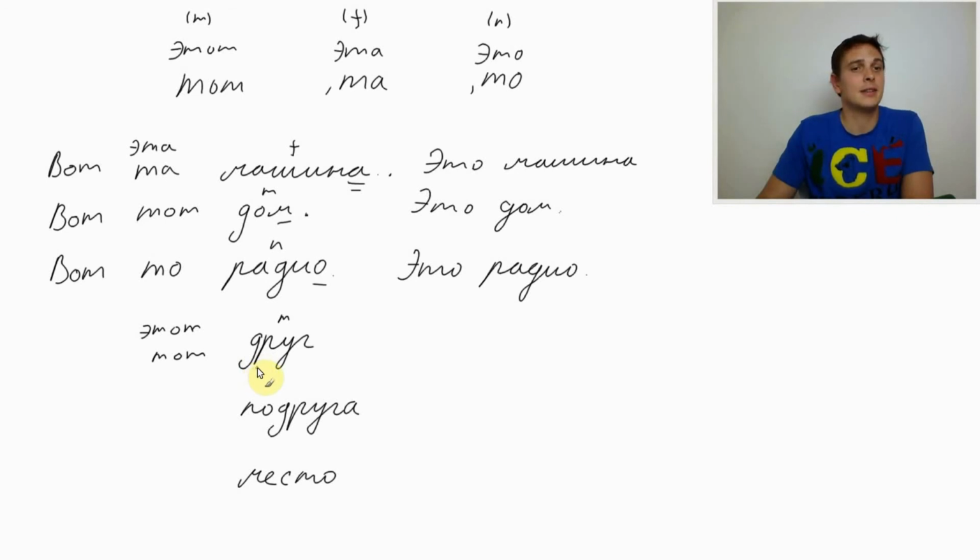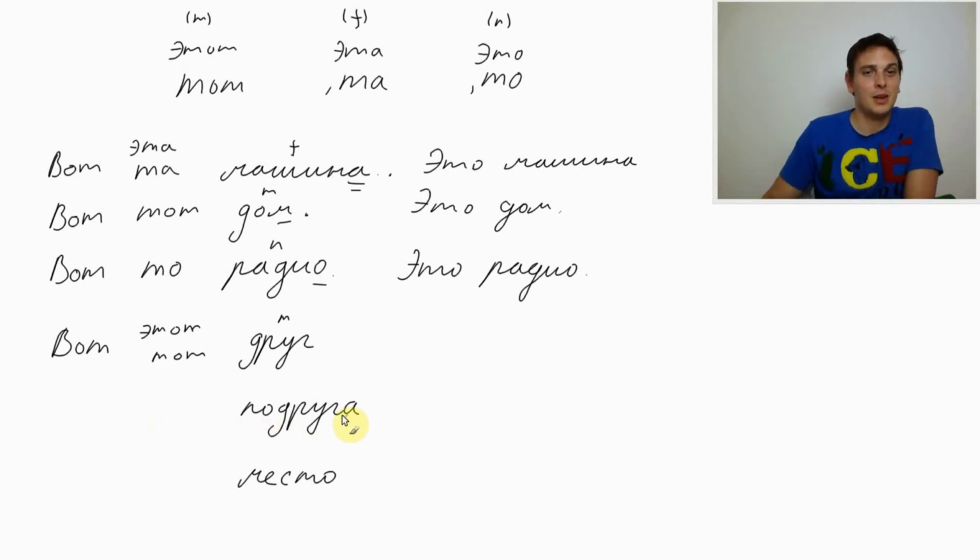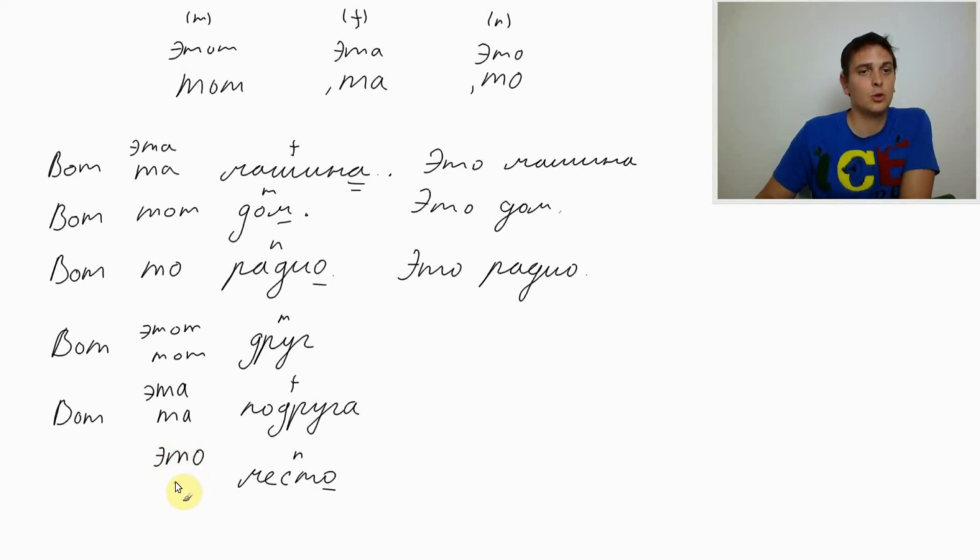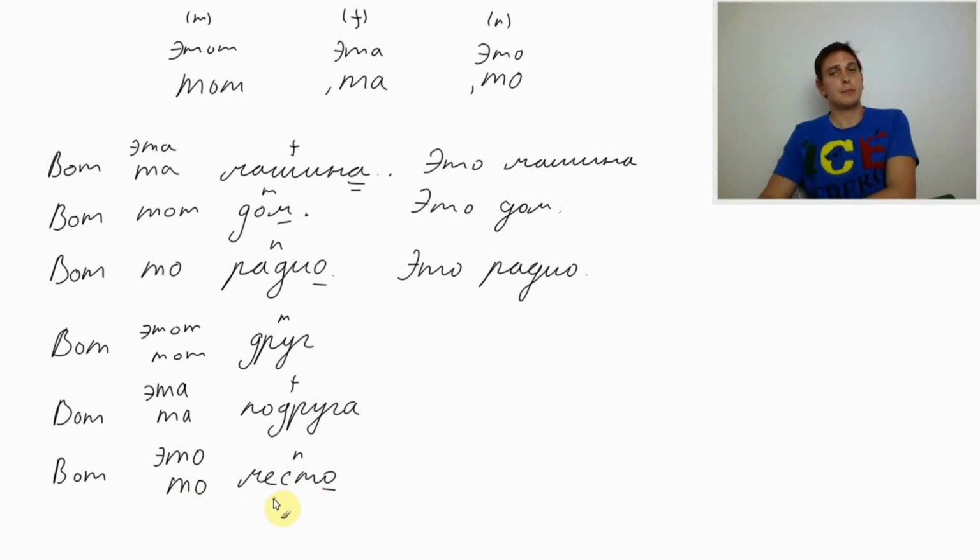And how would we say "here is this friend" or "here is that friend"? These are two different things, so you understand. We just place вот at the beginning. Вот этот друг. Here is this friend. Вот тот друг. Here is that friend. How would we say "here is this female friend" or "here is that female friend"? Подруга is feminine, so we use эта or та. Вот эта подруга, or вот та подруга. And место is neutral, so we use это or то. Вот это место, вот то место. Here is this place, here is that place.